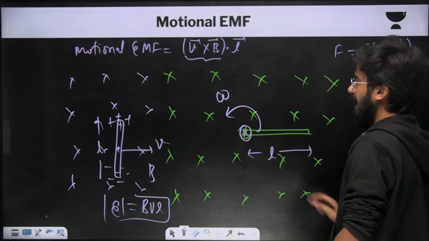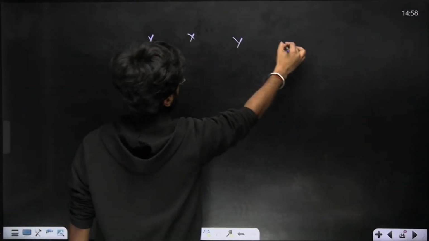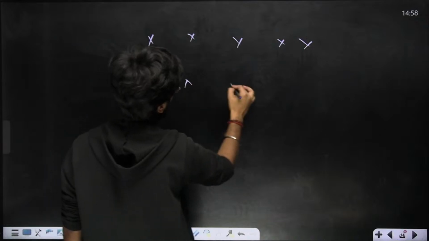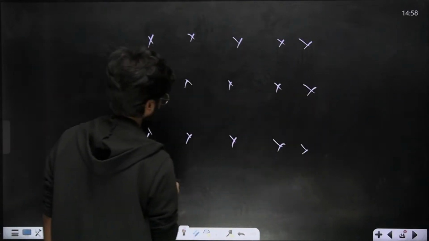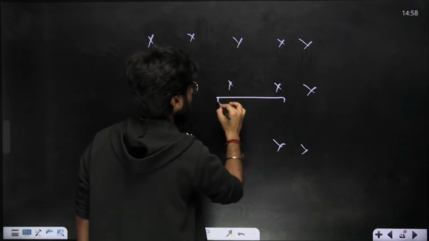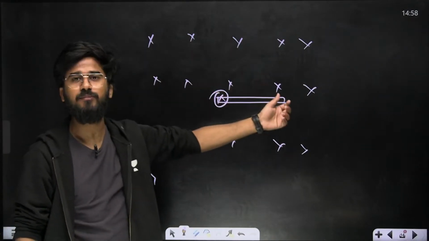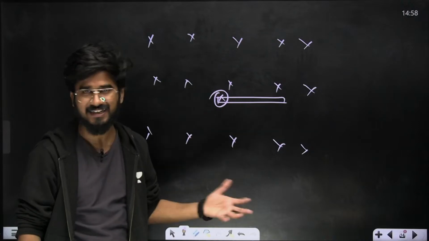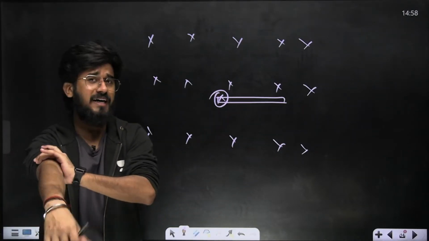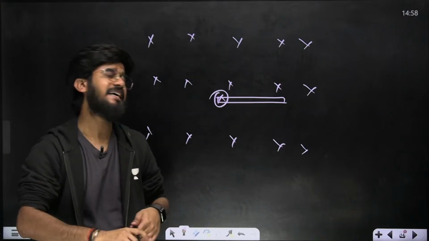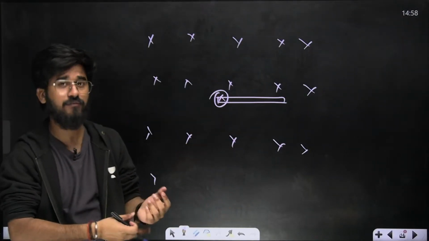Similarly, if we have this rod and it is rotating in the magnetic field like this, I'm going to tell you how we can calculate the motional EMF in this particular case, because questions are asked from the middle of the derivation, right? It can change the scenario, so you'll have to learn how to calculate the motional EMF for a rotating rod.